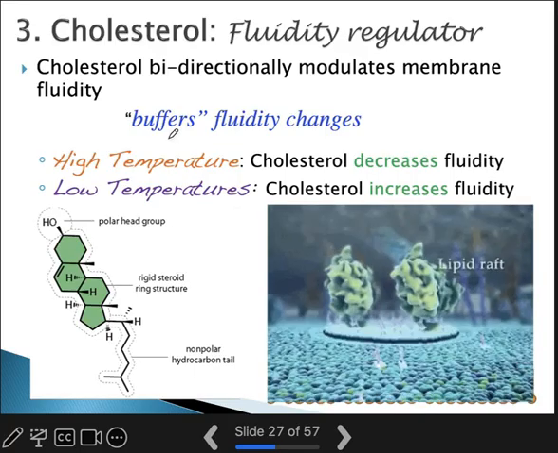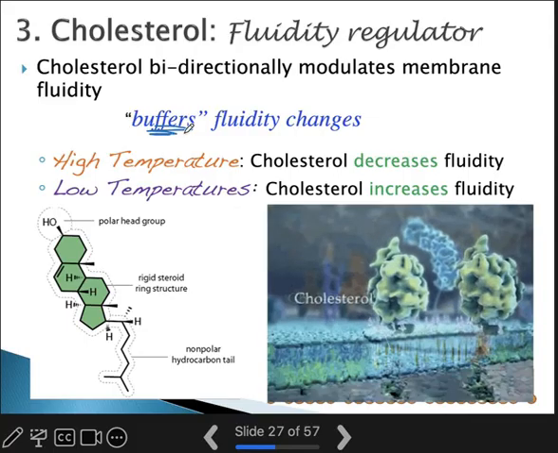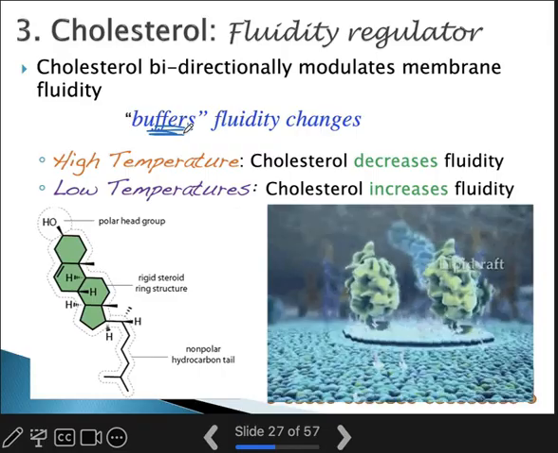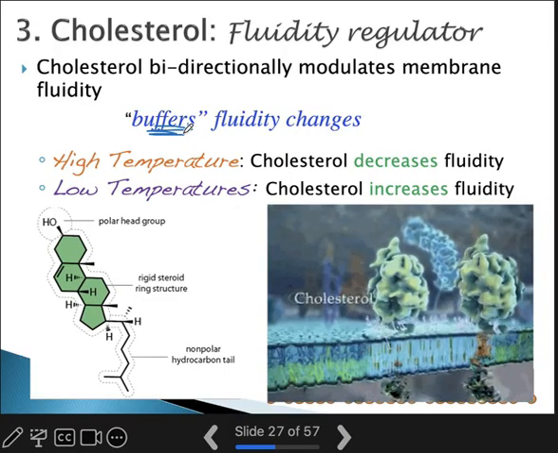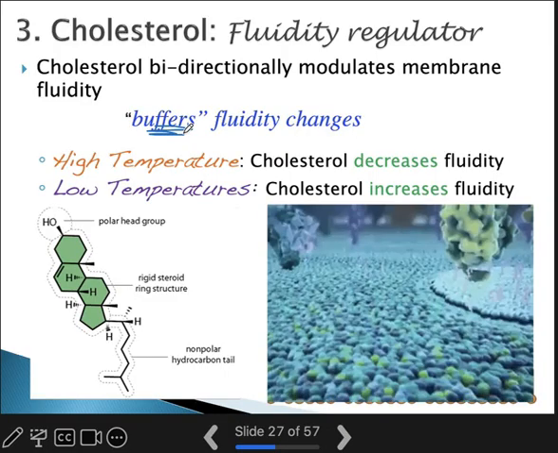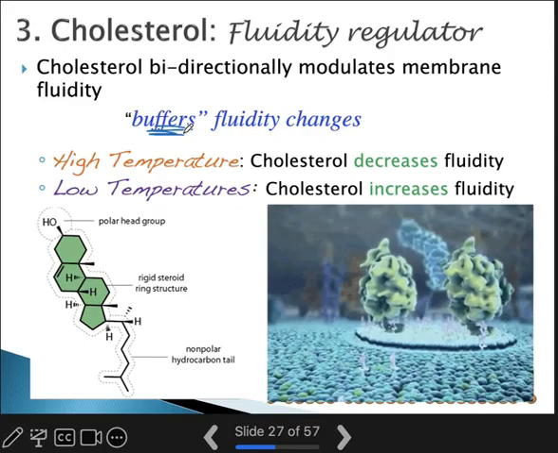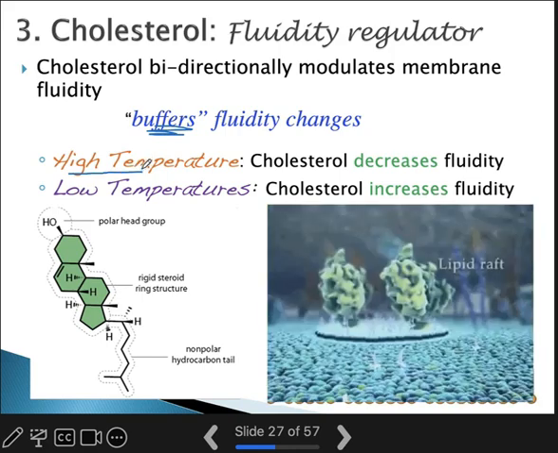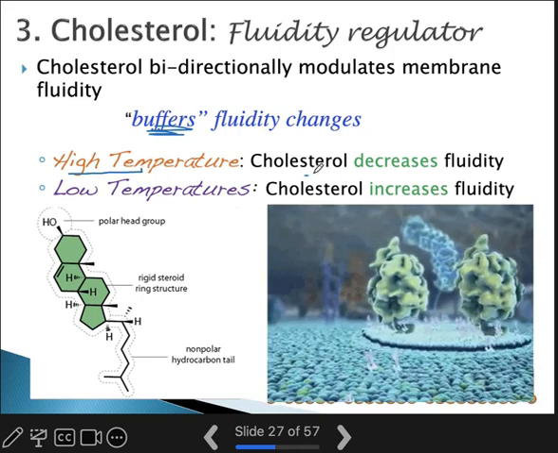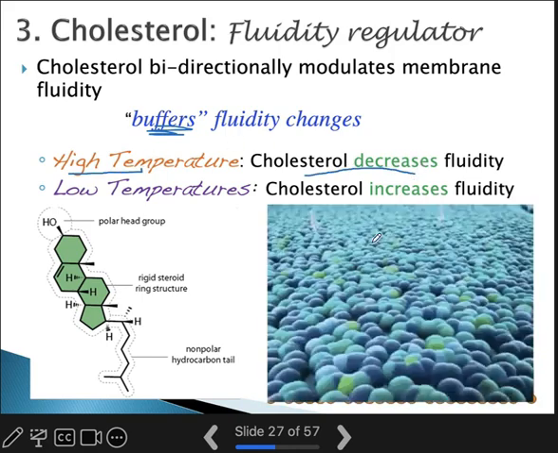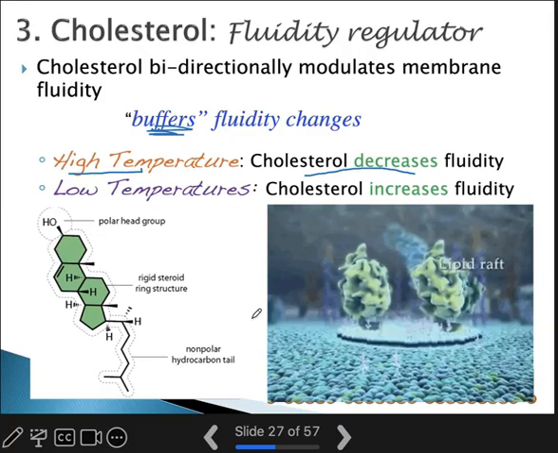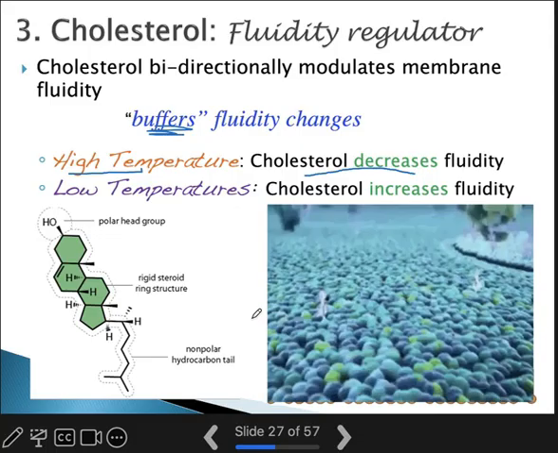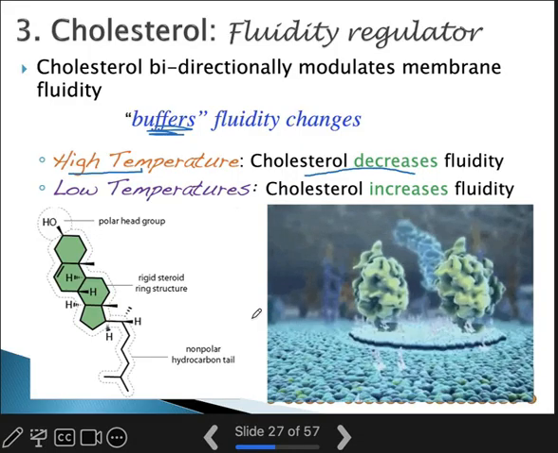Cholesterol essentially buffers, right? And when we talk about a buffer, like we think about buffers for pH, buffers stabilize. So in this case, cholesterol is a fluidity stabilizer. It makes sure that the fluidity changes very little. So I have here, if it's a very high temperature environment around the cell membrane, cholesterol functions to decrease fluidity. If it is embedded in the membrane, it's going to make the membrane less able to move, kind of like putting an anchor in the middle of it.